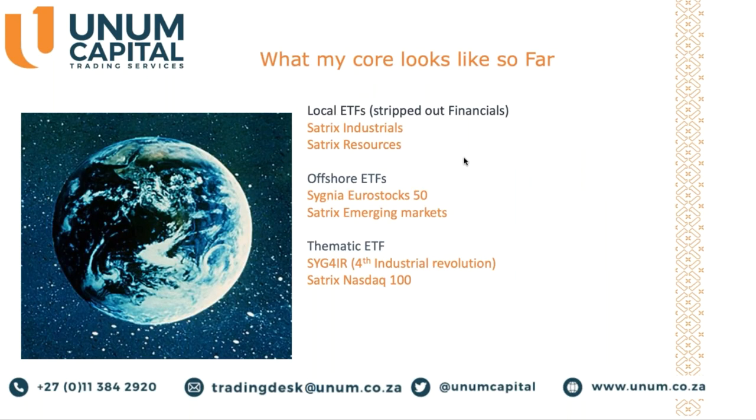So what my core looks like so far, I've stripped out financials, and luckily for us, you don't have to buy the whole top 40. You can leave them out and you can buy the Satrix Industrials and the Satrix Resources. You've had a fantastic run so far this year. I'm loving it.